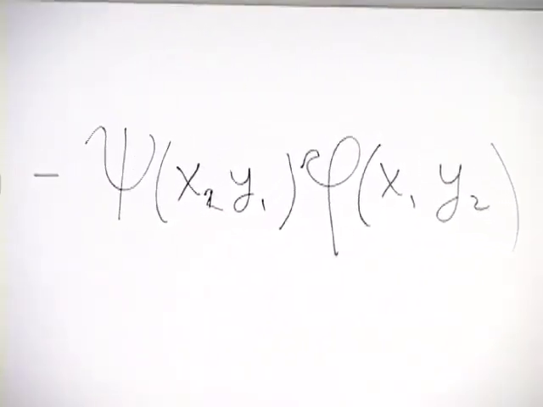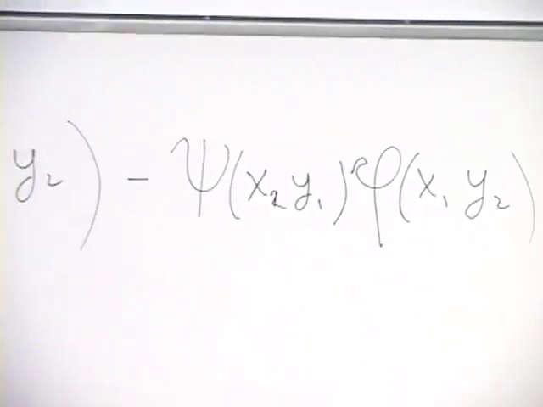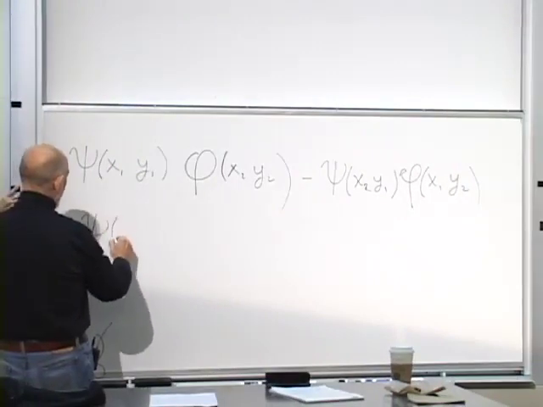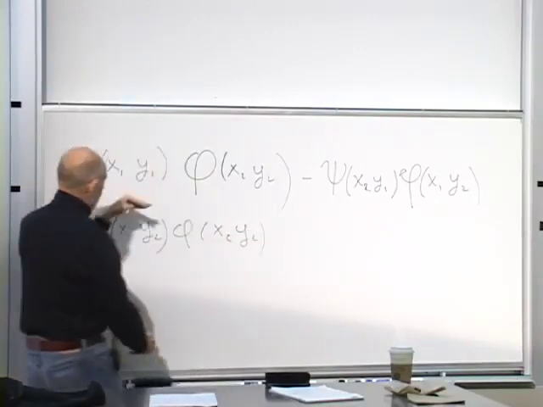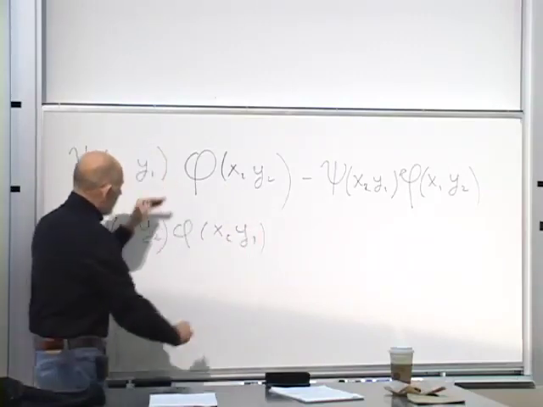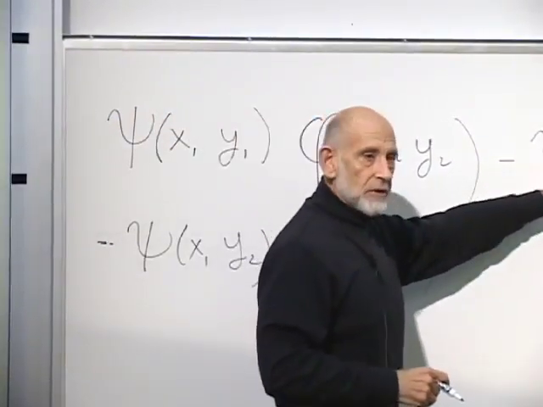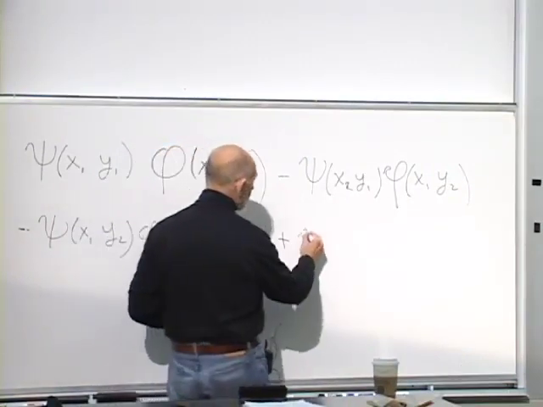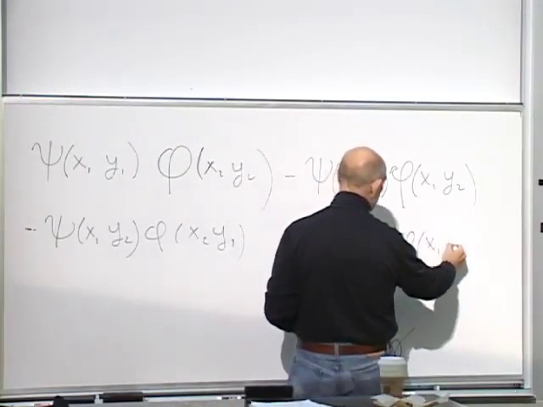It is now anti-symmetric with respect to the x's. If I interchange the two x's, the whole thing changes sign. But it's not anti-symmetric with respect to the y's. How do I make it anti-symmetric with respect to the y's? Take the whole thing I have here, interchange the two y's, and put a minus sign in. So we put in minus psi of x1, y2, phi of x2, y1. This and this are the same, except that y2 and y1 have been interchanged, and I put a minus sign in. And then the other term becomes plus, psi of x2, y2, phi of x1, y1.